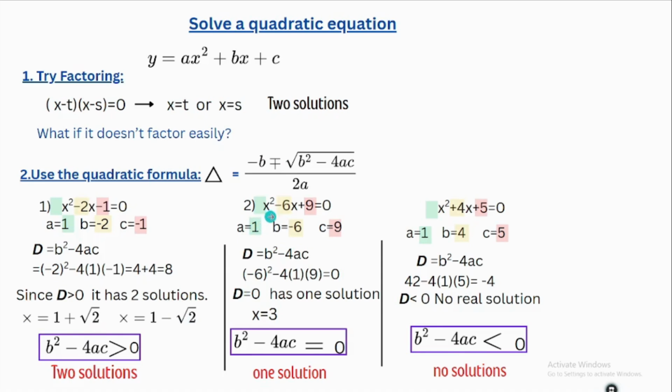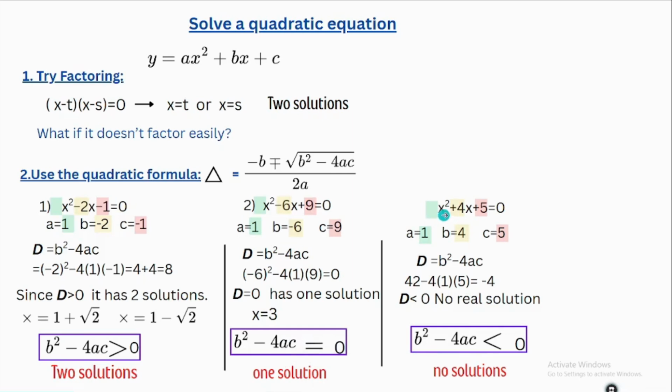Here we have another quadratic equation, x squared minus 6x plus 9. We will find a. A is the coefficient of x squared, b is the coefficient of x, c is the constant term. We will check the discriminant. When we plug in a, b, c, we find the discriminant equals 0. When the discriminant equals 0, we know that the equation has only one solution. The solution is x equals 3. How did we find it? We complete using the formula. So when the discriminant equals 0, we have one solution.